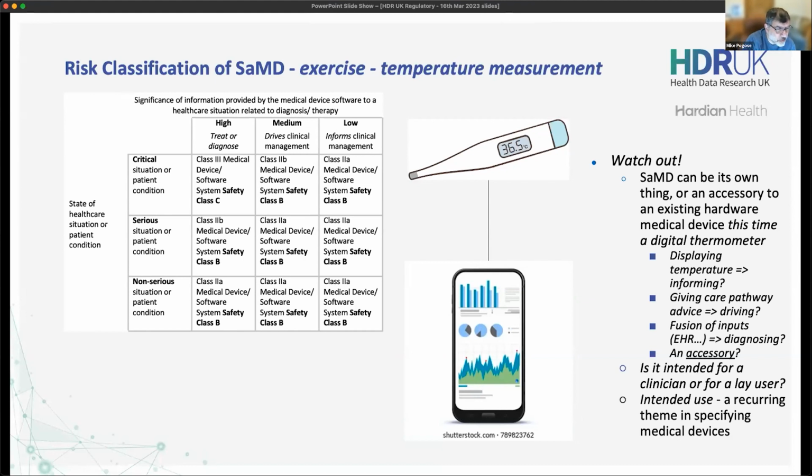Hoping that helps with that particular question about why the notified body asked you to speak about accessories, to say, are you really having an accessory, or are you having a device in its own right?